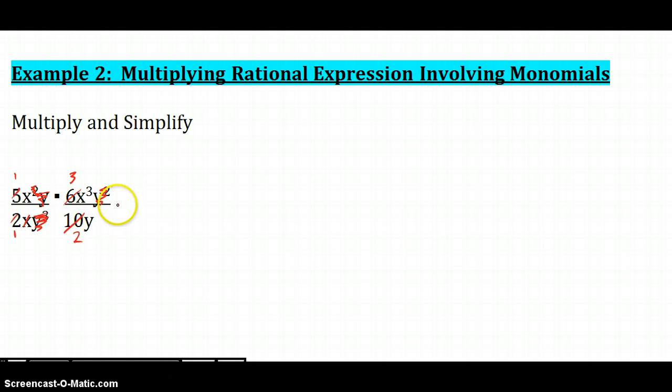So then you just multiply what we have left. On the top we have a 3 times 1. And we have an x and 3 x's over here, so that's x to the 4th, and all of our y's canceled. And on the bottom I have 2 times 1, so just 2. All my x's are gone, and I just have 1 y. So that would be completely simplified.